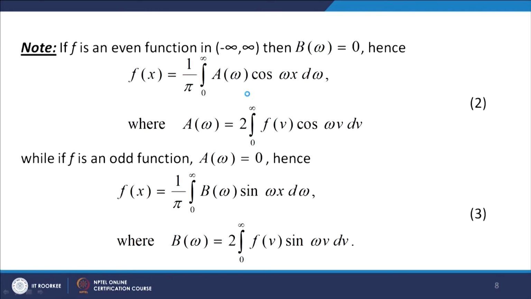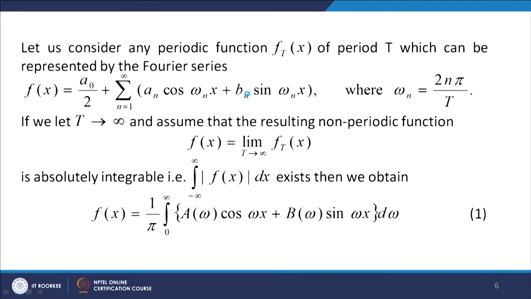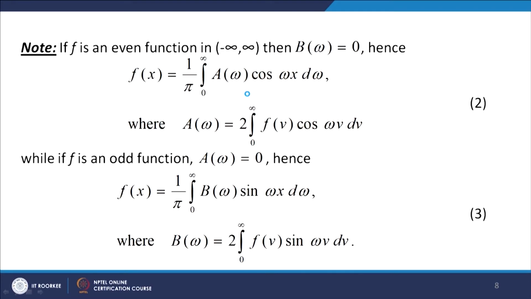Similarly, if f is an odd function, then a(omega) is equal to 0, because f is odd and cos omega v is even, so the product is odd. Then b(omega) becomes 2 times the integral from 0 to infinity of f(v) sin omega v dv. So in the Fourier integral representation of f only sine terms remain and the cosine terms vanish. The Fourier integral representation contains only the sine term here.